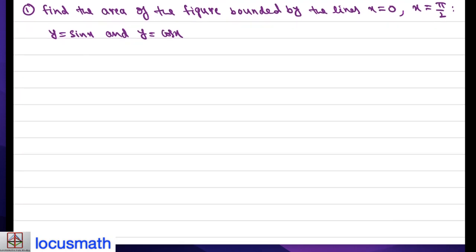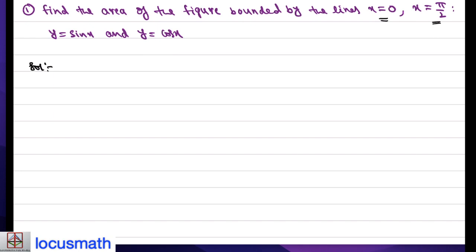To solve this question, first we will draw the graphs. Our limits are from x equal to 0 to x equal to pi by 2. So we will draw the graphs of y equals sin x and y equals cos x between 0 and pi by 2. That is the first step.